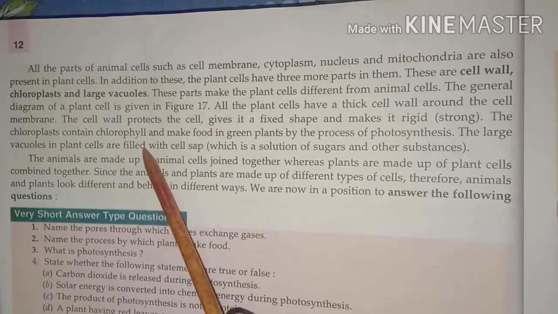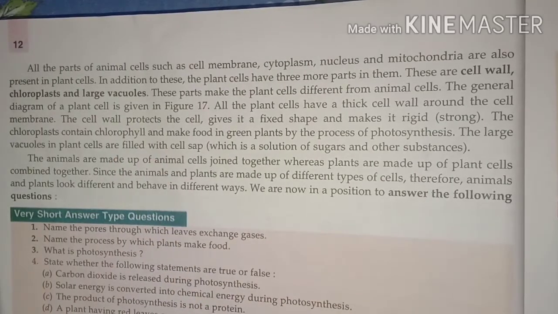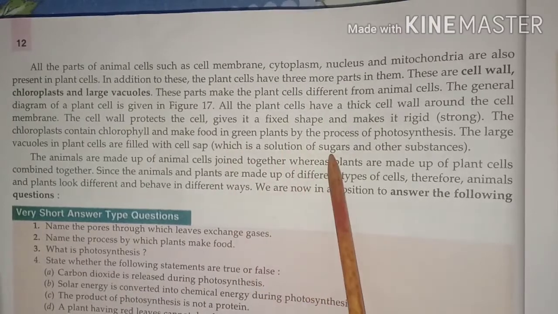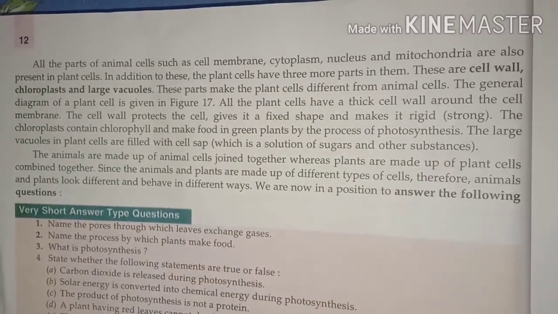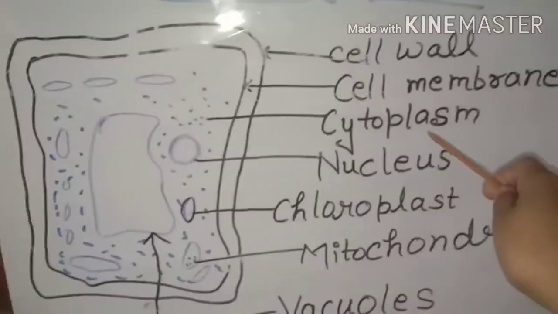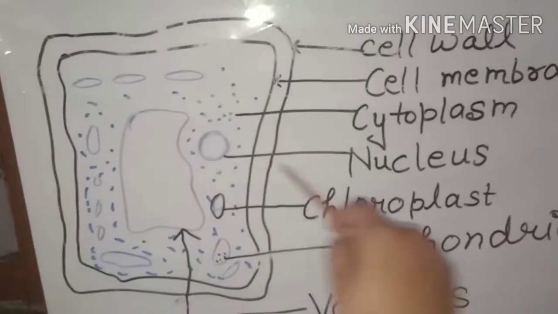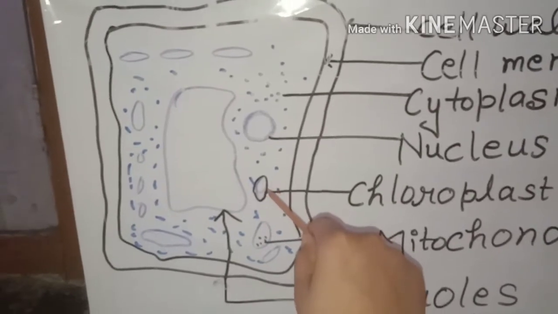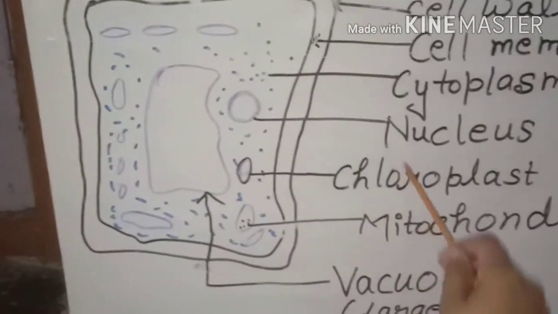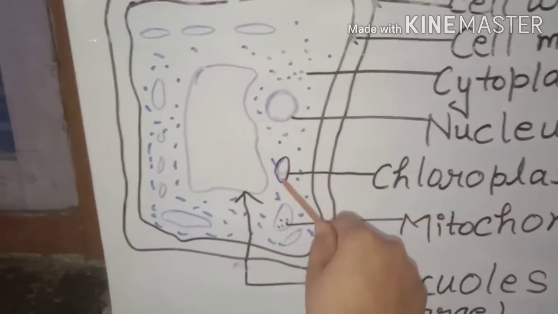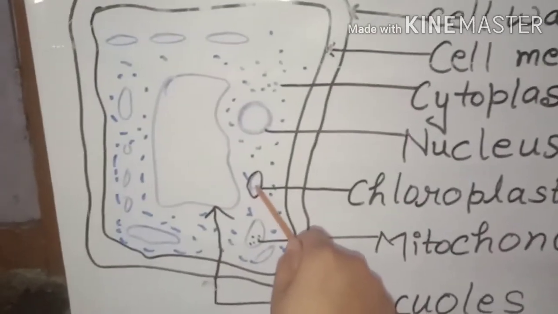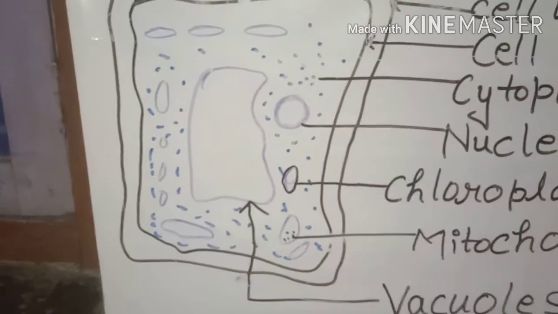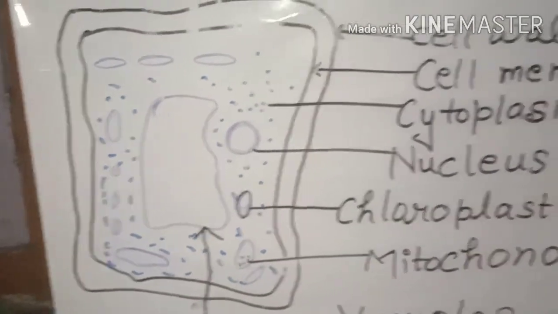The chloroplast contains chlorophyll and makes food for the green plant by the process of photosynthesis. Here again you can see this is the chloroplast. It contains chlorophyll inside it, which helps the plant to make its own food by the process of photosynthesis.